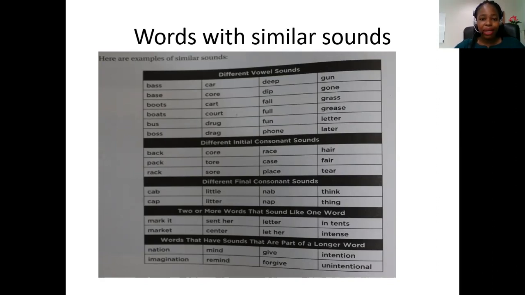For words with a similar sound, we'll have words with different vowel sounds, different initial consonant sounds, different final consonant sounds, two or more words that sound like one word, and words that sound like part of a longer word. You can see the examples in the table. I'm going to play an audio for the question. Then we will analyze the answers one by one.